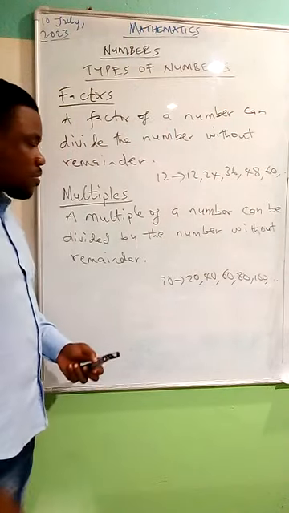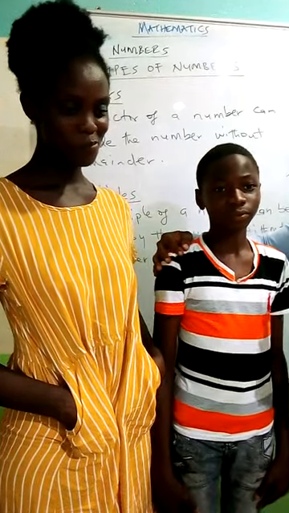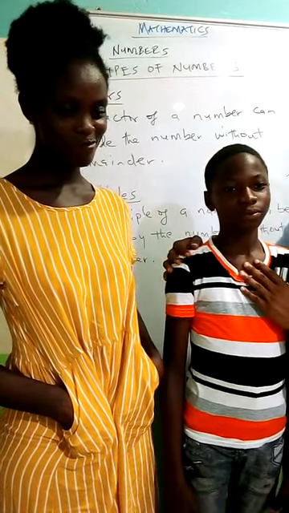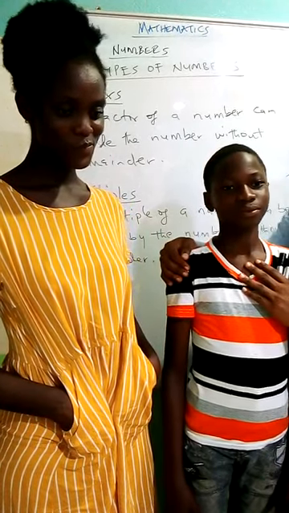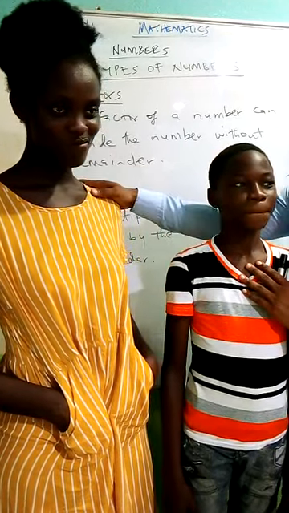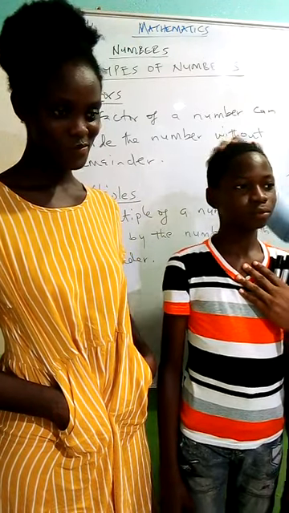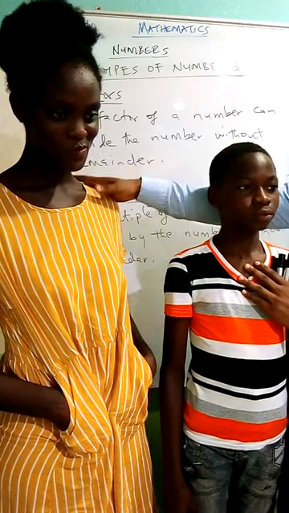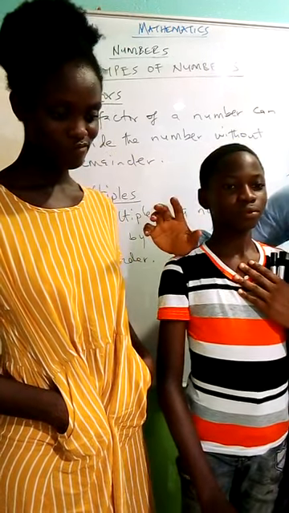Is that right? Okay, I want to give you an example that you may remember for a very long time. If I say Chris is a factor of Maruna, then Maruna is the multiple and Chris is the factor. So what am I saying? Chris can divide Maruna without remainder. Do you understand?